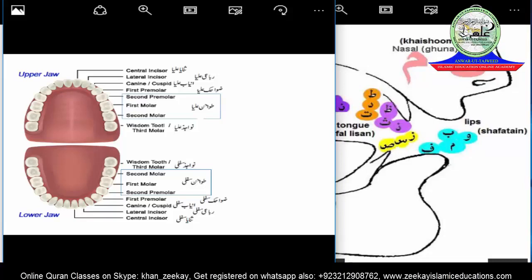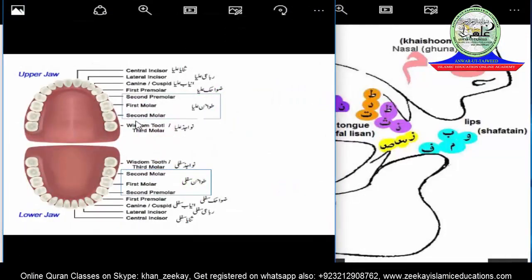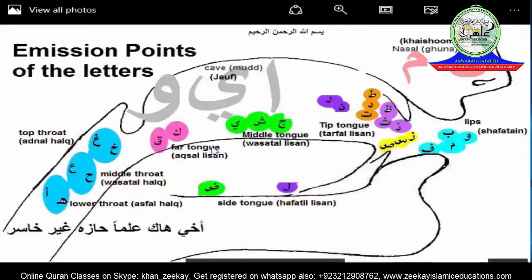The conclusion of the lesson is that today we have learned about letter Wad, which is pronounced by the upturned back edge of the tongue when it touches the roots of molars and premolars. You can see here it will touch the root of molars and premolars, this part, the left side. So Wad is pronounced from this origin.